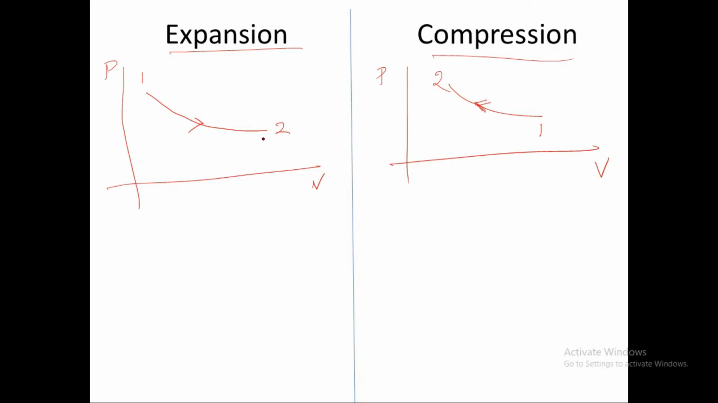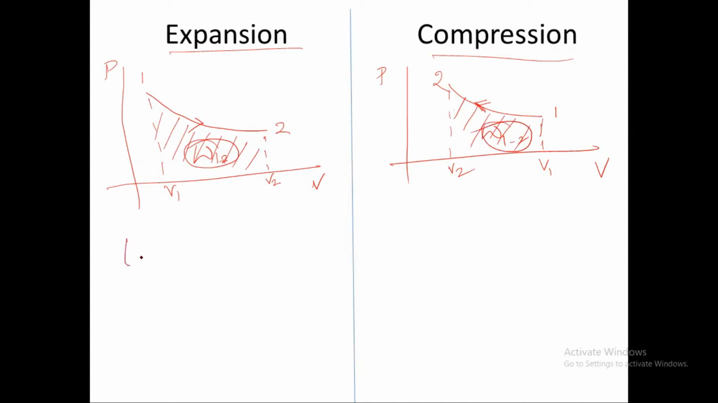This is expansion. The area below this particular curve, where the corresponding volume here is V2 and here is V1. The area below the curve in a PV diagram, any curve in a PV diagram, is the work done. This is also the work done during a compression process, with the corresponding volumes V2 and V1. The area below the curve in a PV diagram is the work done, for both the compression process and the expansion process.